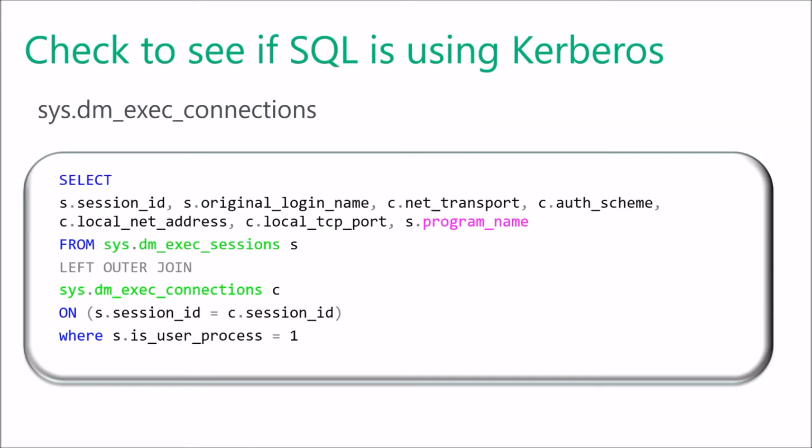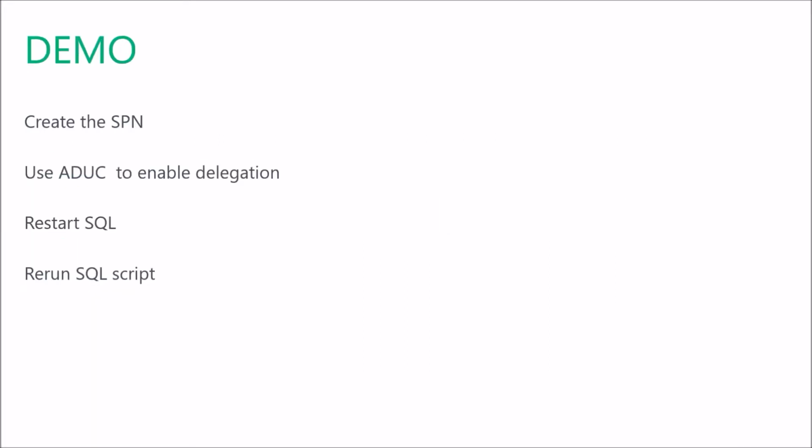Now, how do we check if SQL is using Kerberos authentication? Well, it wouldn't be SQL if there wasn't a DMV to help us. To see what authentication is being used, we need to use sys.dm_exec_connections, and that is the query on the screen now.